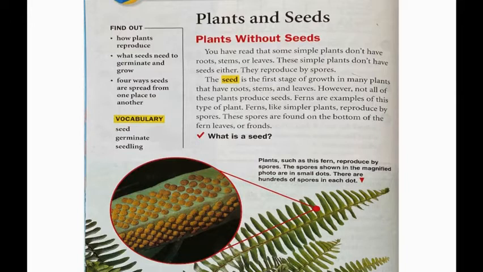Ferns are examples of this type of plant. Ferns, like smaller plants, reproduce by spores. These spores are found on the bottom of the fern leaves, or fronds. Plants, such as this fern, reproduce by spores. The spores shown in the magnified photo are in small dots. There are hundreds of spores in each dot.